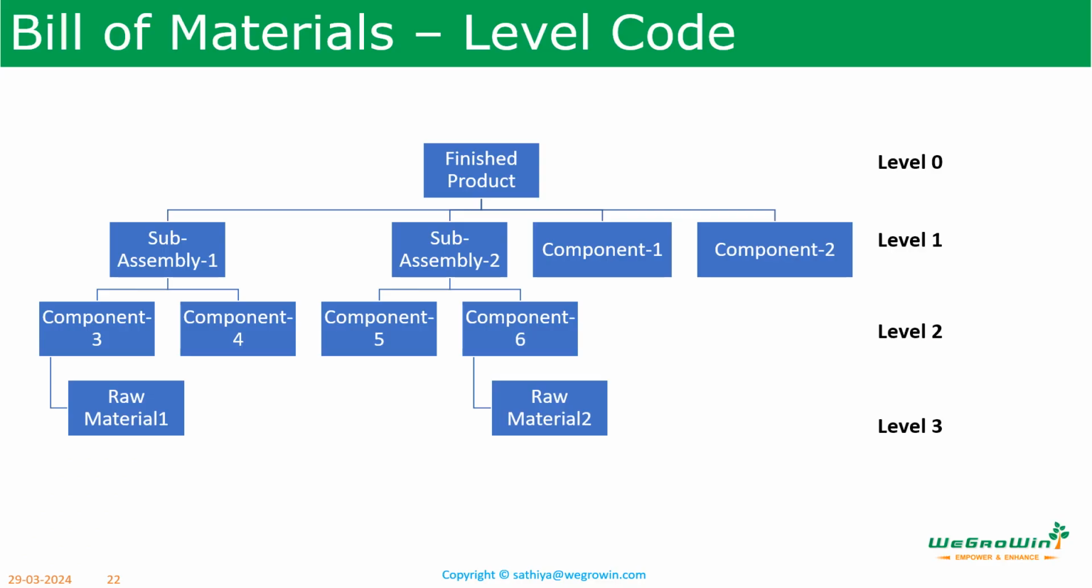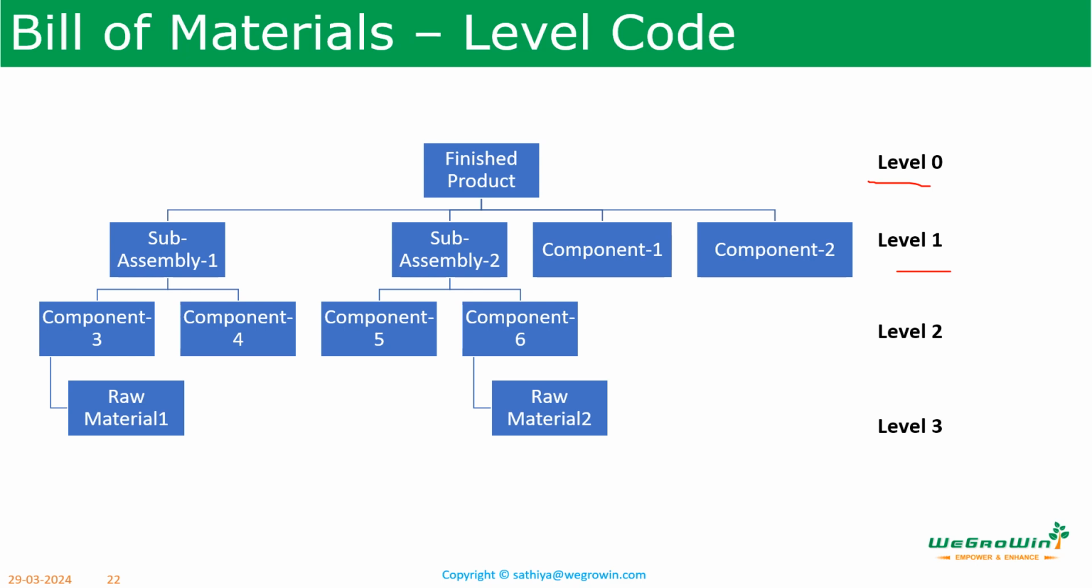So we start our discussion with what is the level code in bill of material. We see the level codes in bills of materials. Here we can see any product, when it starts, we start with level 0, right? And then the next level BOM is called level 1 BOM. For example, to produce this finished product, we need one subassembly, another subassembly, component 1, component 2. These are the level 1 components required to produce this finished product.